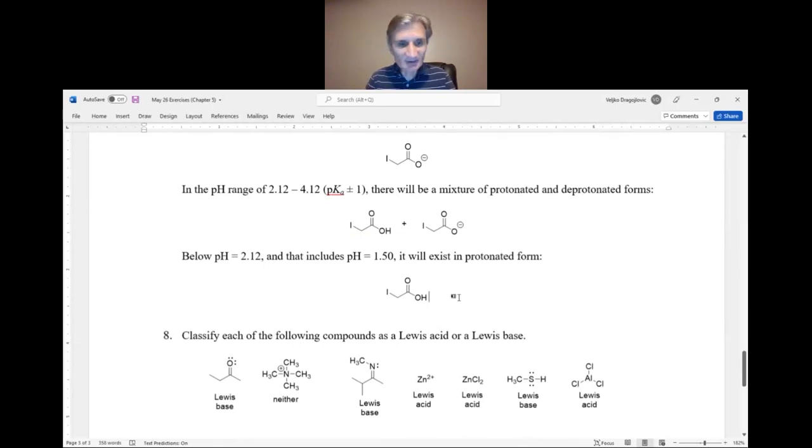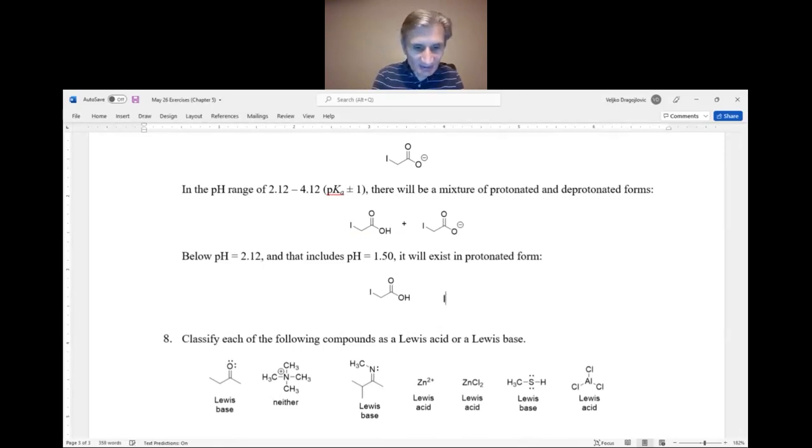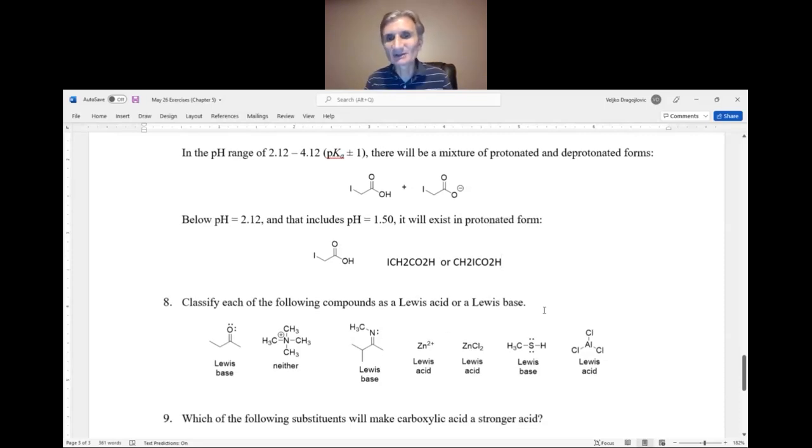On the test, actually, you would type it as I CH2 CO2H, and that's it. That would get you 4 points. Or CH2I CO2H. So if it's not multiple choice, if you were typing it up, that's how you would do it.